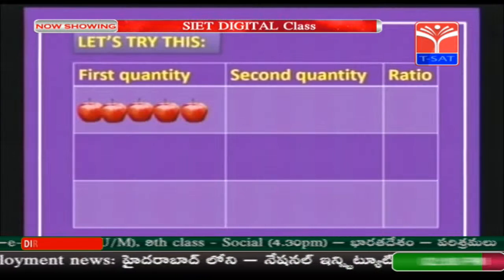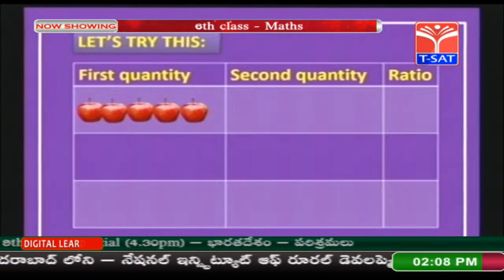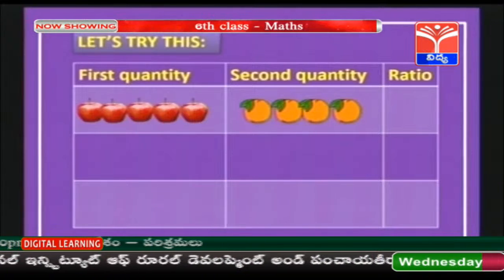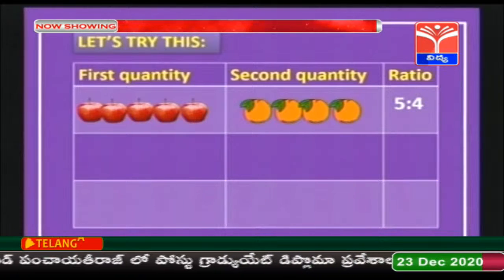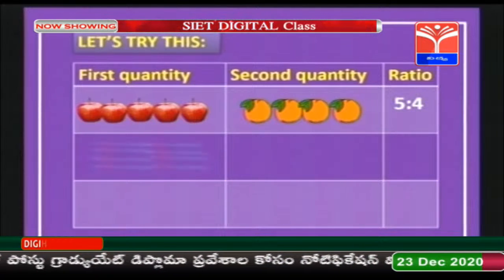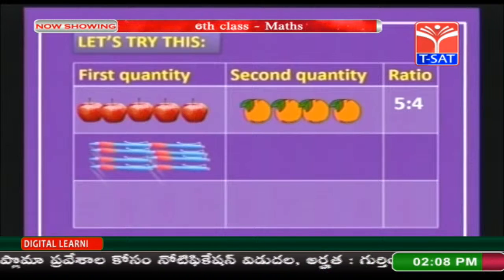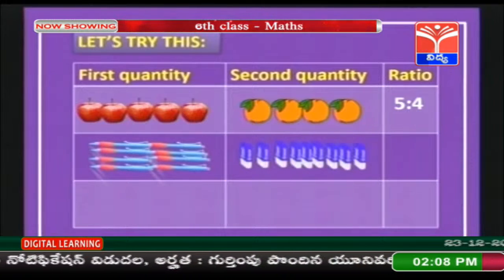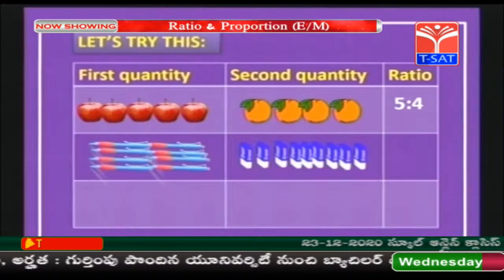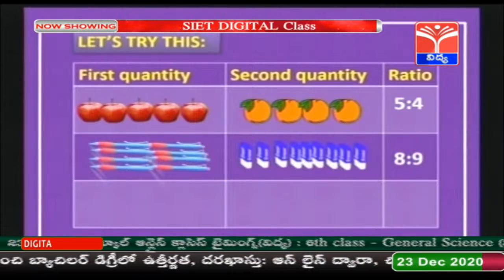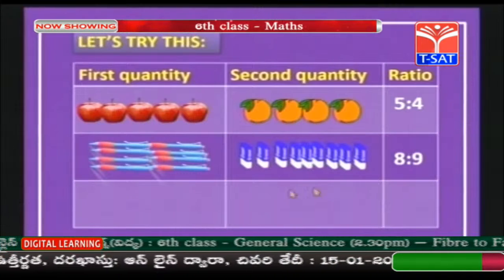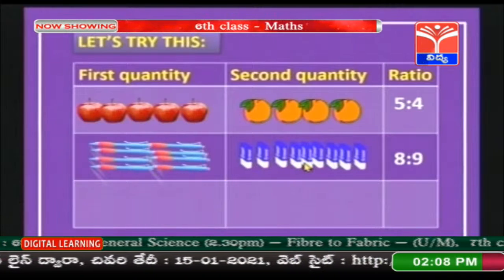The first quantity, you can see there are 5 apples, and in the second quantity you can see there are 4 oranges. Now what is the ratio, children? That's right, it is 5:4. Now let us see the first quantity here. In this case we have some pens and we have some erasers. Now what is the ratio of these two quantities, children? You are right, once again it is 8:9, as there are 8 pens and 9 erasers.